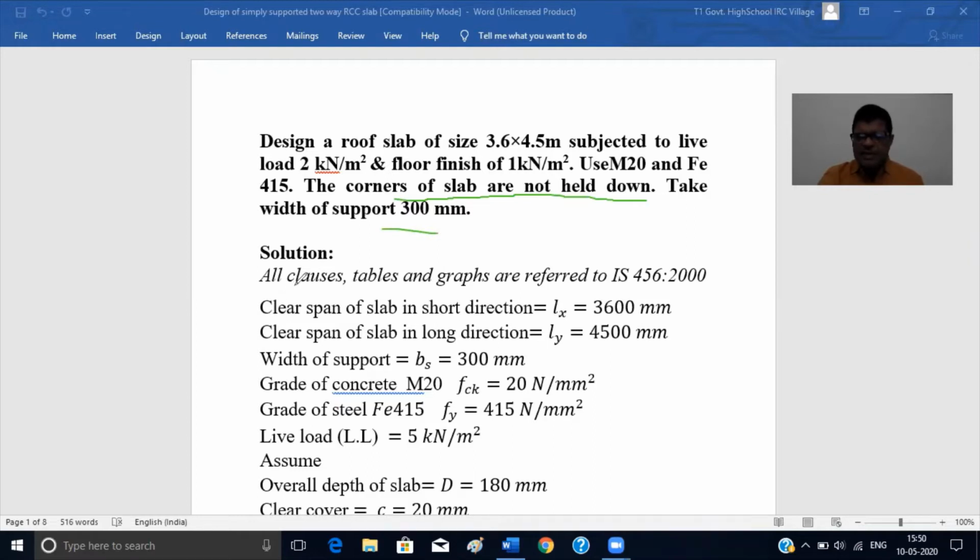Like all these things, again the clauses, tables and graphs are referred to IS 456. So the clear span in shorter direction is 3600, long direction is 4500 millimeter. So Lx and Ly. Width of support is given 300 millimeter. And again, your fck and fy both are given as 20 Newton per millimeter square and 415 Newton per millimeter square. And live load is 2 kilonewton per meter square.